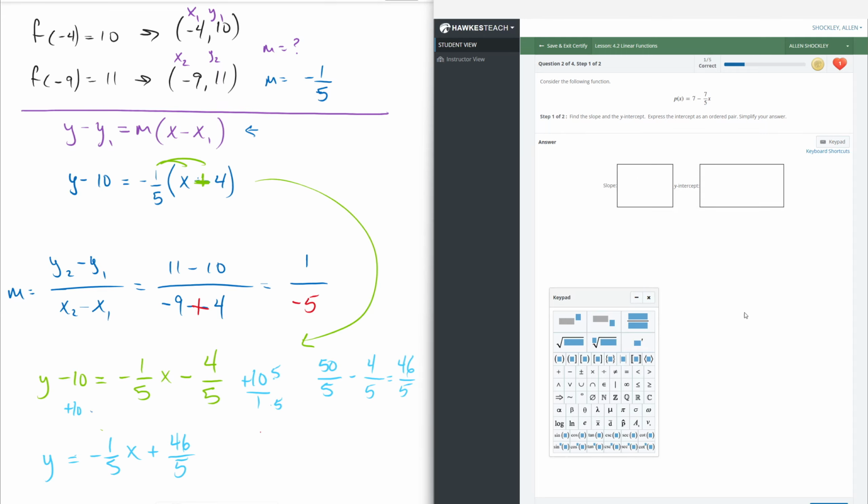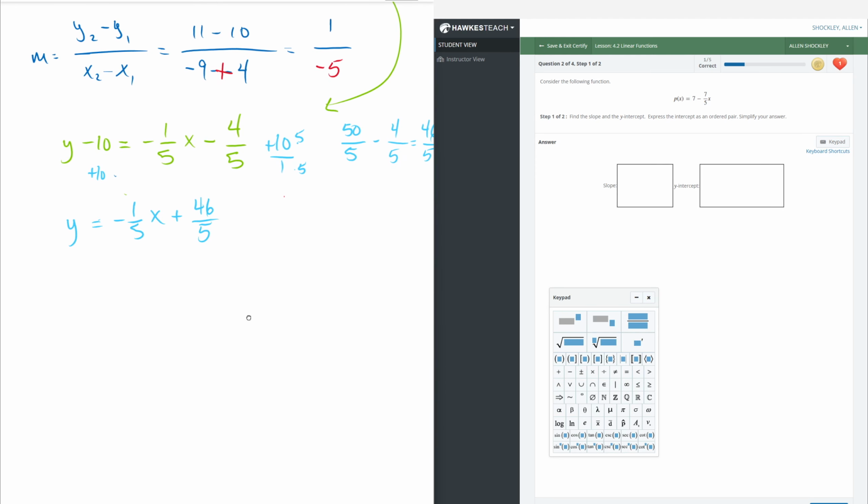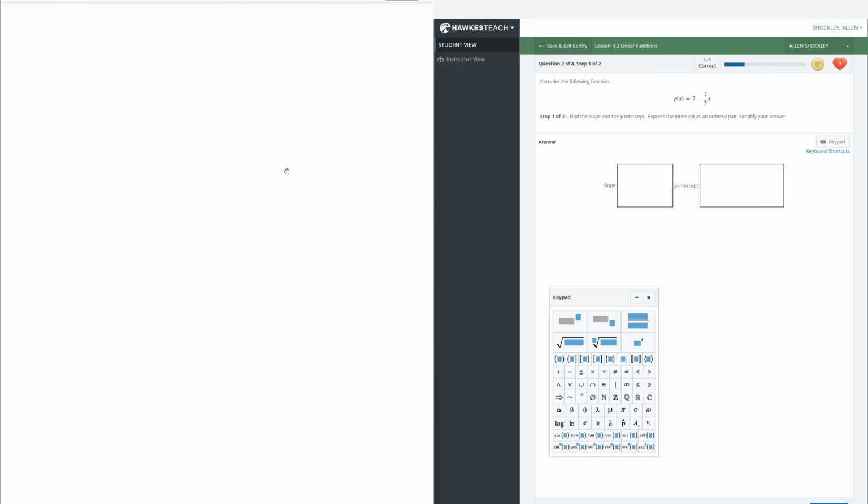Cool. Next. We are going to take a look at this equation. So again, we have a function p of x equals 7 minus 7 over 5x. It wants us to identify the slope and the y-intercept. So really what we're looking at is y equals mx plus b, where b is the number that is found by itself. It's your y-intercept. So for us, we know that b is 7. It wants it as the y-intercept, so we'll say it's 0, 7.